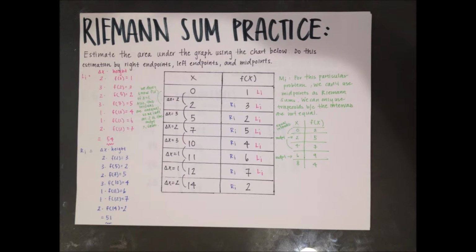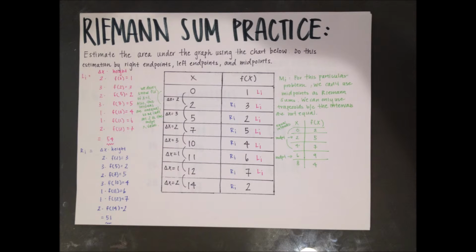First off, we can't solve midpoints because the intervals are not equal. We don't know f of x equals 1, and also the intervals are unequal, so we can't set x equals 2 as the midpoint. If the intervals were equal, as shown in the green graph, then we could use midpoints. The x values for the midpoints would then be 2, which is the midpoint between 0 and 4, and 6, which is the midpoint between 4 and 8.